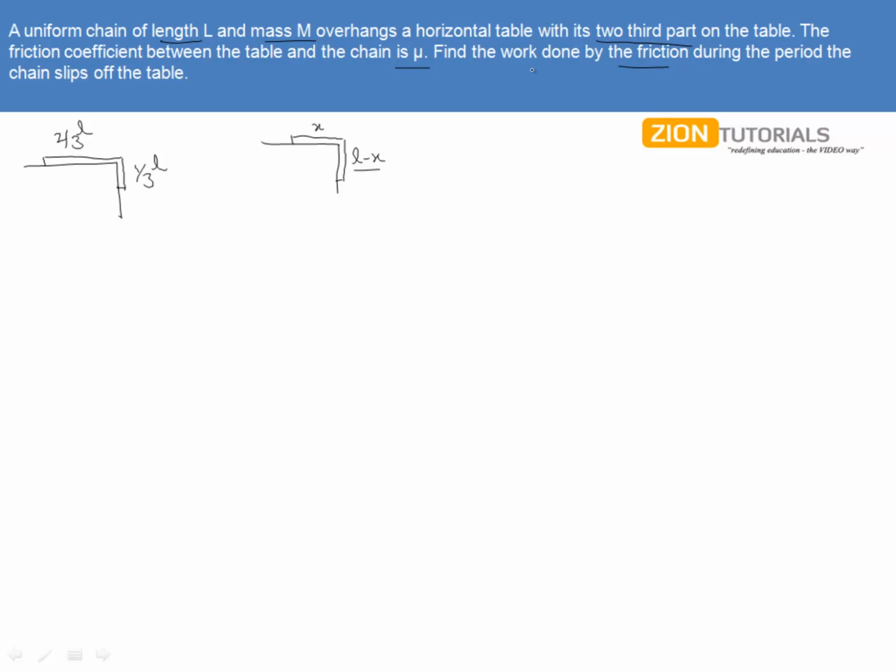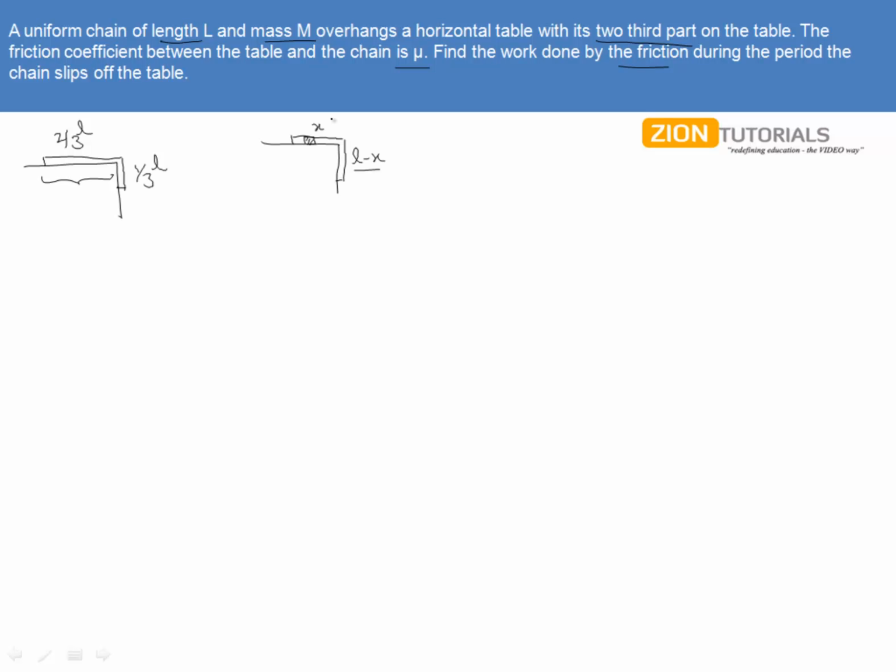Now they have asked us the work done by the friction during the period the chain slips off the table. It is actually slipping, right? It has to slip down. We need to find out the work done by this table. If we can somehow manage to find the work done by the friction over a particular small element, then we can integrate that over the length to get the total work done, right?